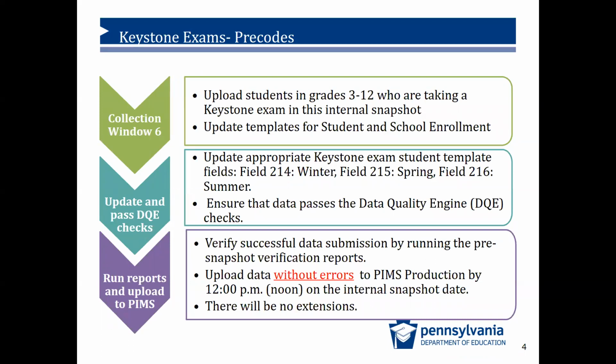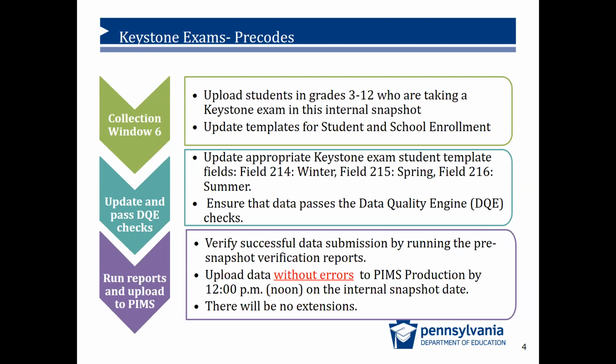There are 2 templates, student and school enrollment, that need to be updated and uploaded in Collection Window 6 to make sure that the data passes the data quality engine rules. In order to submit the correct data, PIMS administrators must first identify the students who are taking the Keystone exams and upload them for this internal snapshot.